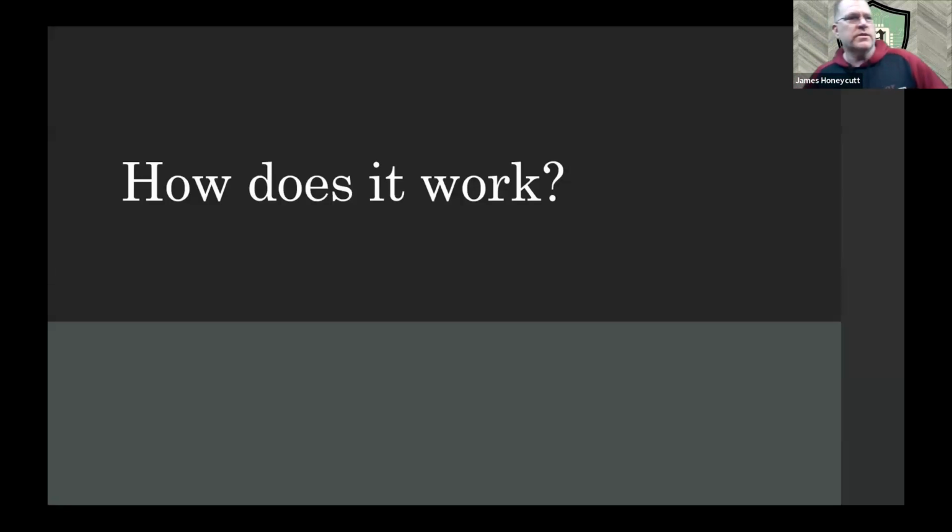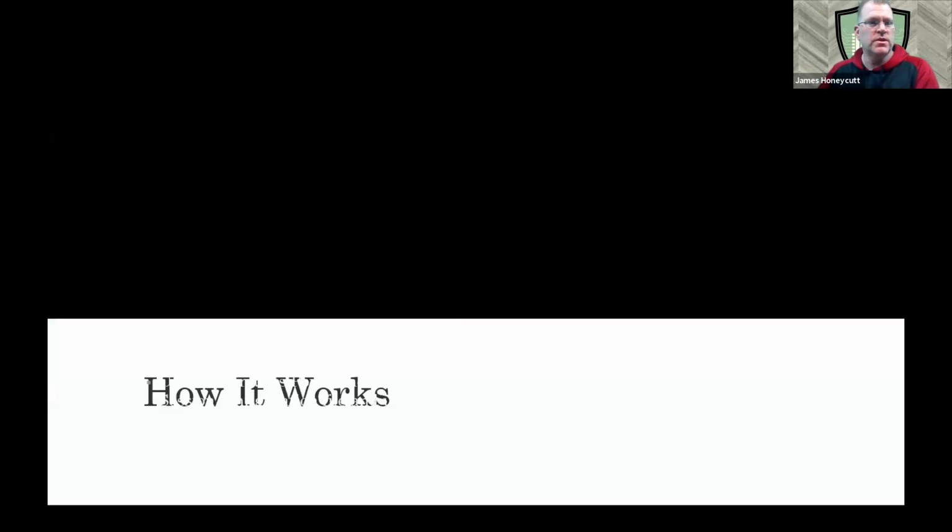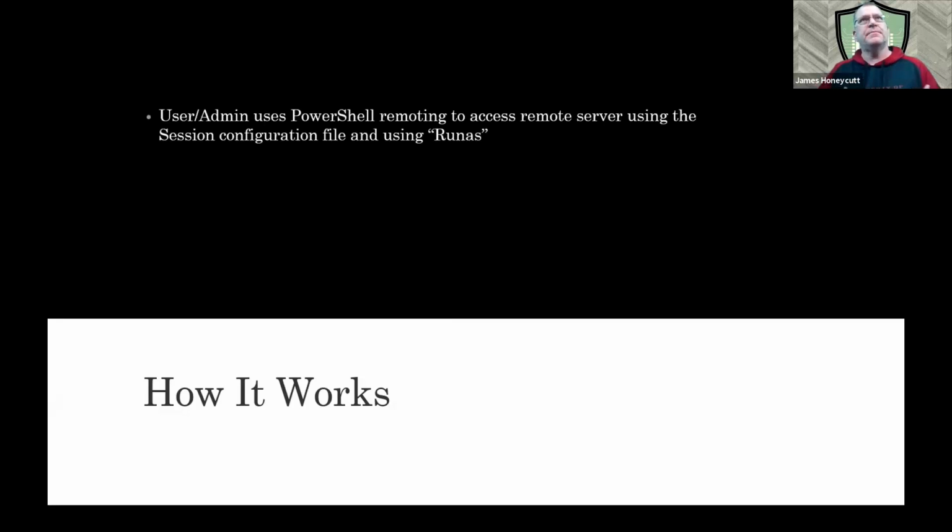So how does all this work? Well, there's a lot of work that goes into building one of these, right? So basically what happens is your user is going to sit down at his desk. He's going to initiate a remote PowerShell session to a server or something like that. And he's going to specify a configuration file. And that configuration file is going to read a roles capability file, right? And that roles capability file is going to show you what that person is allowed to do.